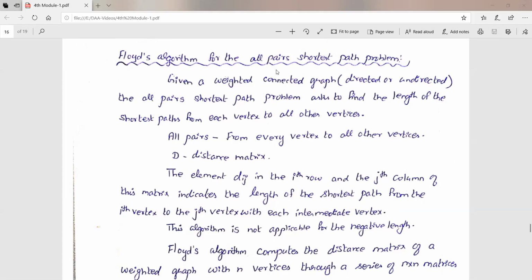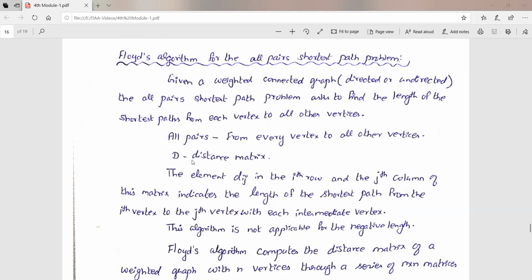But in Floyd's algorithm, we are given the weights and then we have to find the shortest path. So the problem is, given a weighted connected graph, we have to give the connected graph and also the weights. The graph may be directed or undirected. The all pairs shortest path problem asks to find the length of the shortest path from each vertex to all other vertices. That is the meaning of all pairs.